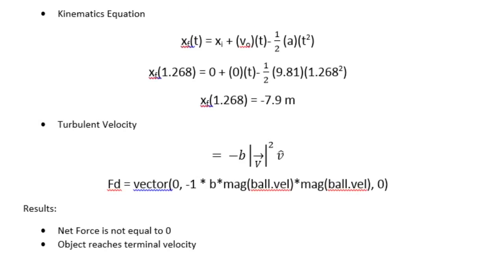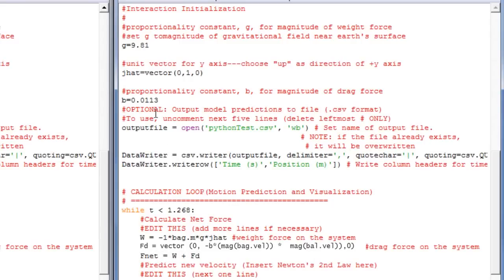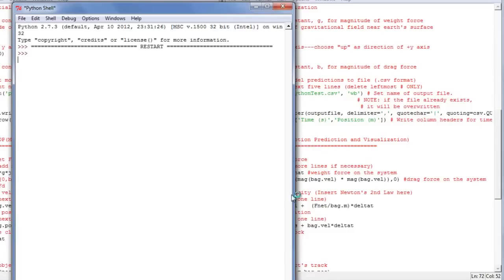Drag force is accounted for in the code by using the turbulent force equation containing the proportionality constant b and the ball's velocity squared. B was chosen by matching the model's final position with the observed motion's final position. This equation can be written like this in the code. In the code, we can see that the proportionality constant b is set to this value, the drag force equation is here, and now the net force is the sum of the weight force and the drag force, whereas previously it was just the weight force. Now let's run the code.